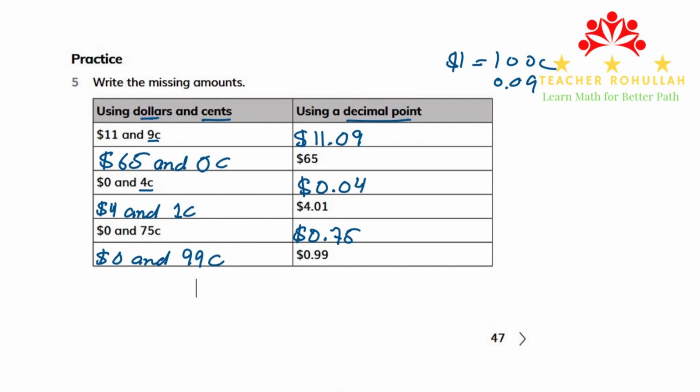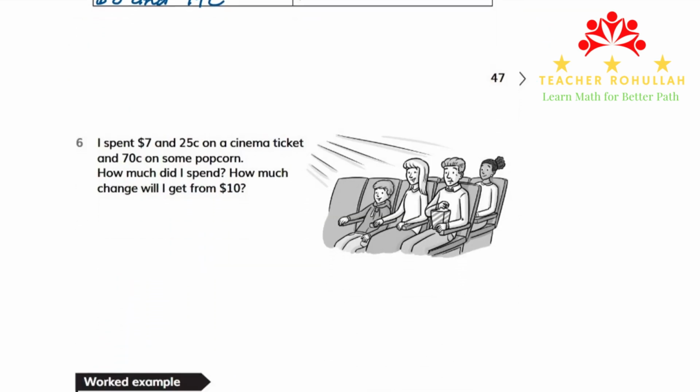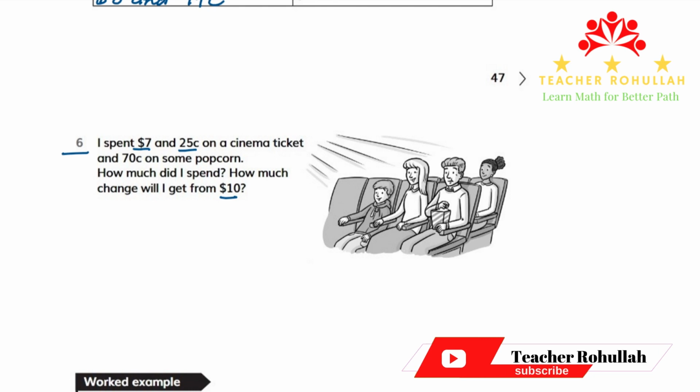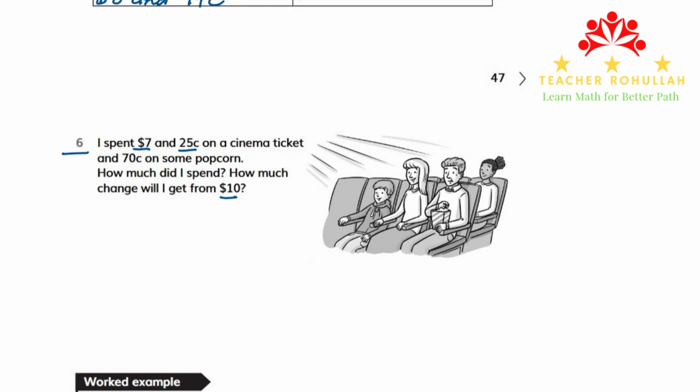Let me scroll down to move to question number 6. In question number 6, it says, I spent $7.25 on a cinema ticket and 70 cents on some popcorn. How much did I spend? How much change did I get from $10? So first of all, we have to find out how much the person has spent on the cinema ticket and the popcorn.